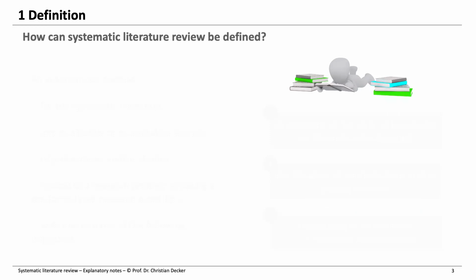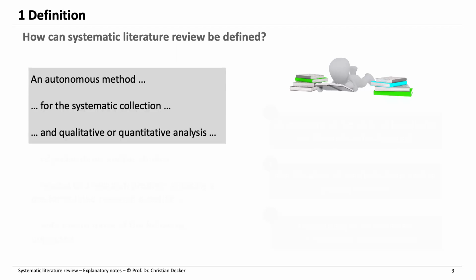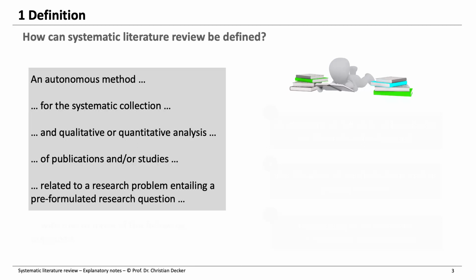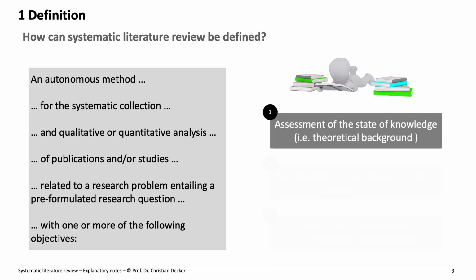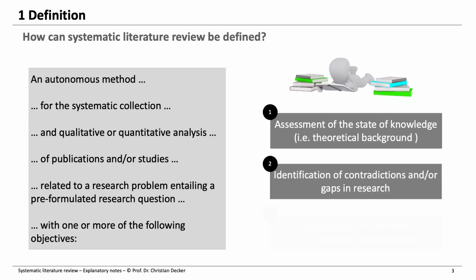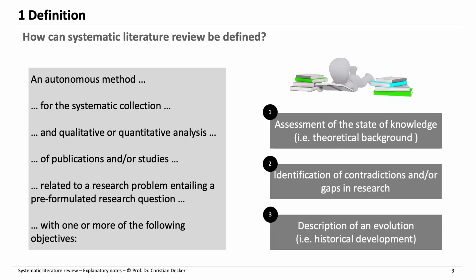How can systematic literature review be defined? A systematic literature review is an autonomous method for the systematic collection and qualitative or quantitative analysis of publications and/or studies related to a research problem entailing a pre-formulated research question with one or more of the following objectives: assessment of the state of knowledge, that is, the theoretical background, identification of contradictions and/or gaps in research, description of an evolution, that is, the historical development.